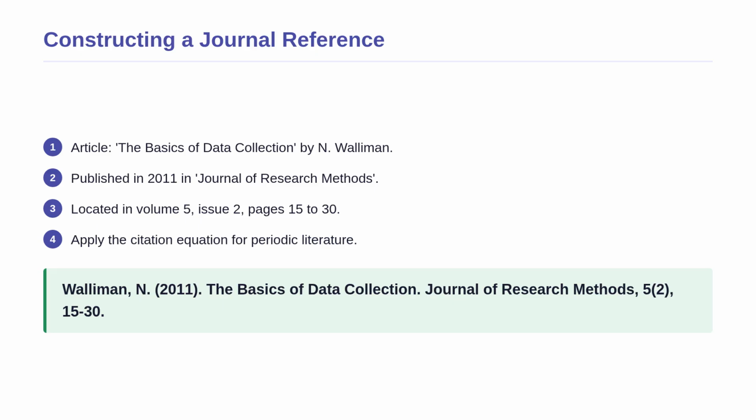Since we have mastered books, let us apply our formula to a scientific paper from an academic journal, a very common task in research. We are citing an article titled The Basics of Data Collection, written by N. Walleman in 2011. It was published in the Journal of Research Methods, specifically in Volume 5, Issue 2, on pages 15 to 30. We must apply our citation equation again, but journal articles require a slightly different application of our source details variable because journals are published periodically. Let us look at the final formatted answer.